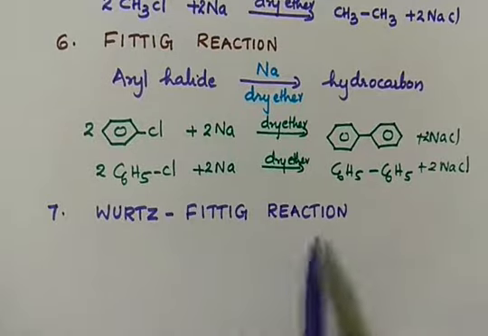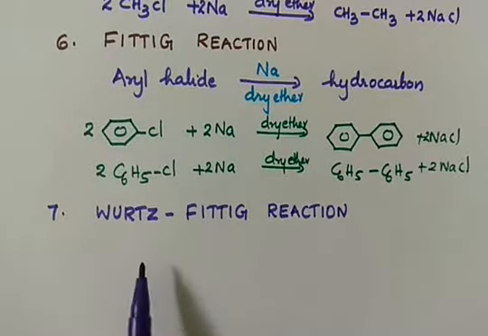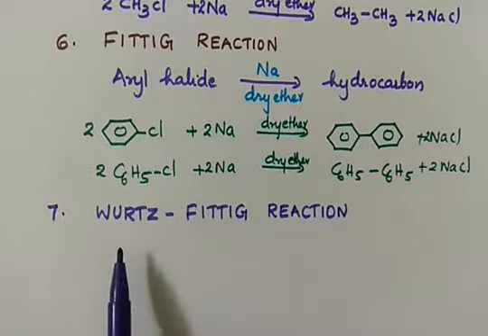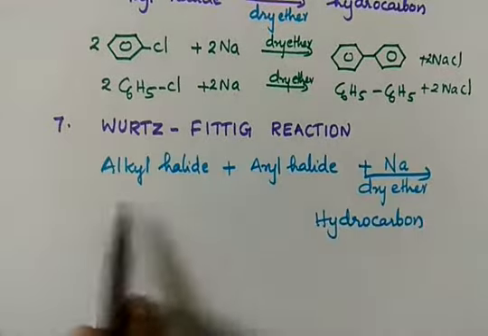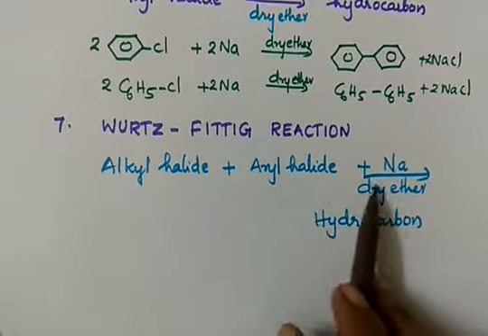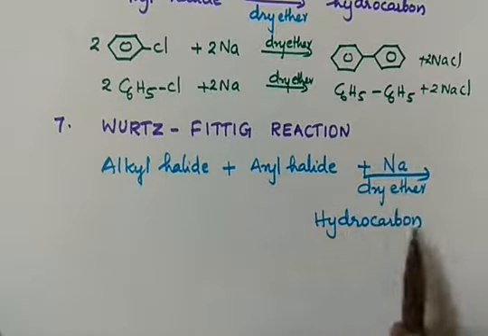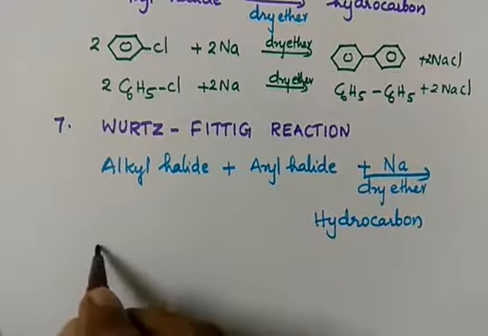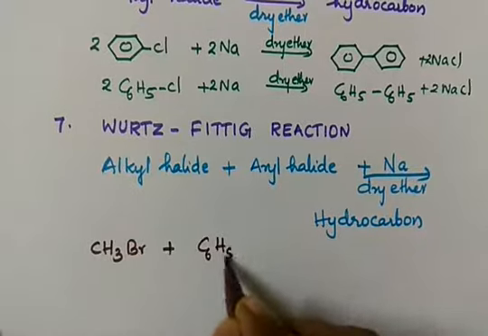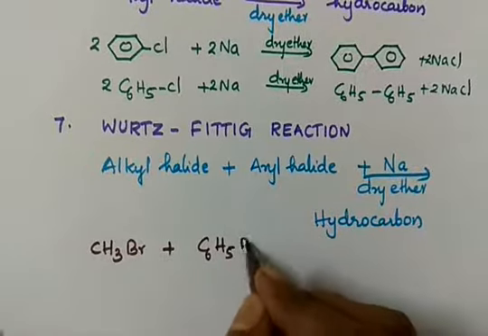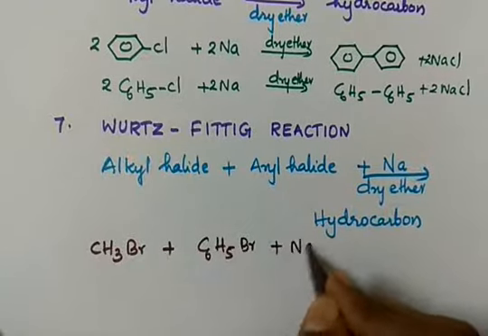Next is the Wurtz-Fittig reaction. This is a combination of the Wurtz reaction and the Fittig reaction. In this reaction, an alkyl halide and an aryl halide are heated with sodium in the presence of dry ether to give the corresponding hydrocarbon. For example, methyl bromide plus chlorobenzene or bromobenzene on treating with sodium.